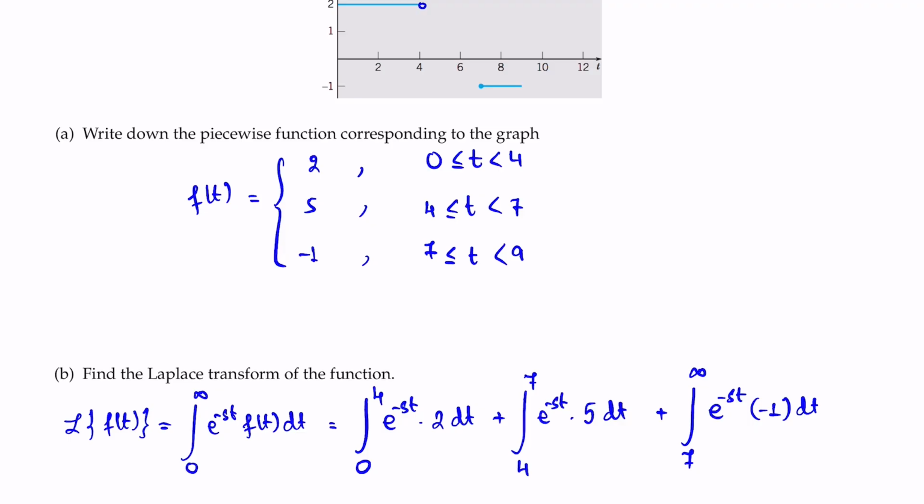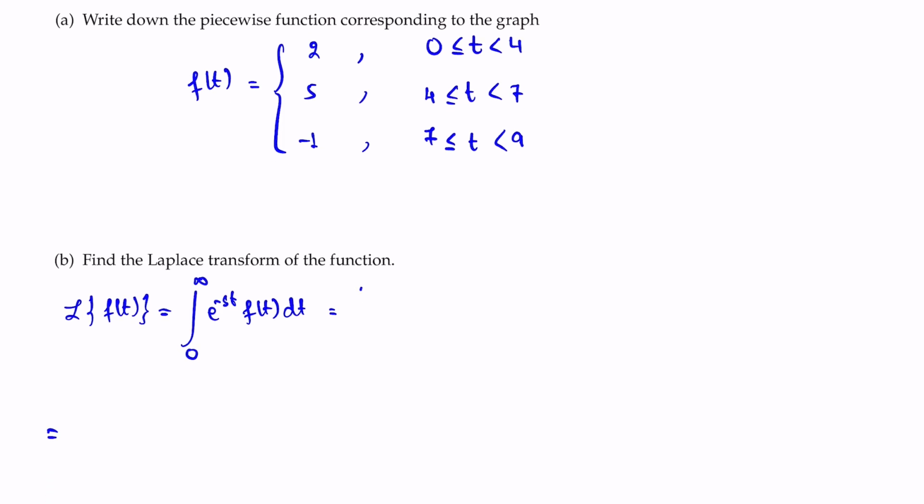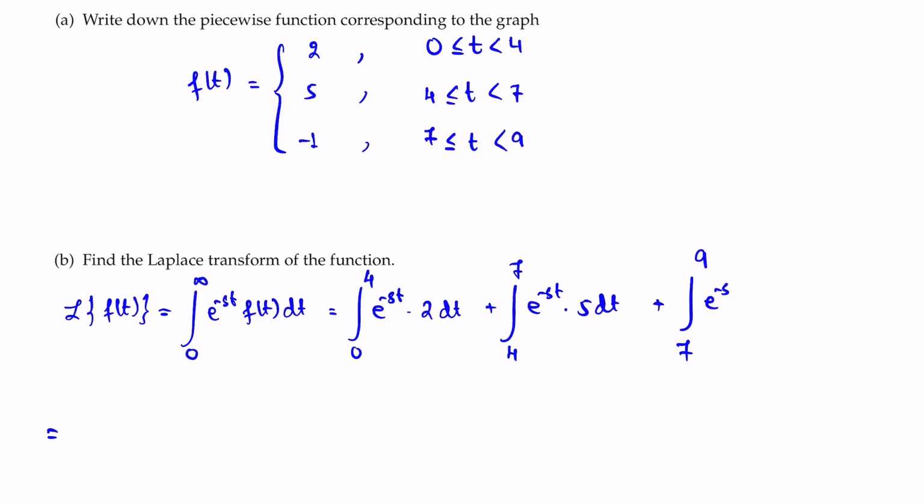So let's not do an improper integral here. Still, we're going to use the definition of Laplace transform. Right? So the integral of e to the negative st times f of t for t going from 0 to positive infinity. But you break it down into 3 different integrals here. From 0 to 4 of e to the negative st times 2 dt, plus the integral from 4 to 7 of e to the negative st times 5 dt, plus the integral from 7 to 9, since that's a lot easier to deal with than the improper integral, of e to the negative st times negative 1 dt.